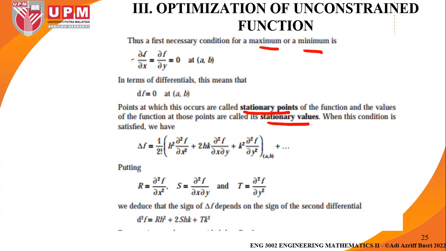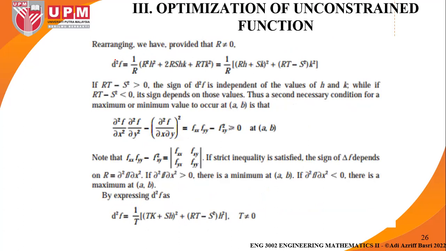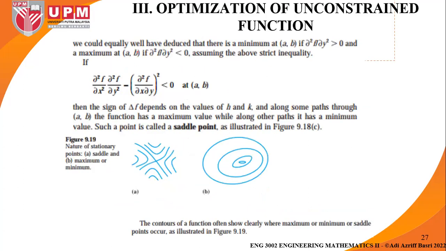So the condition for delta f is 1 over 2 factorial of the main terms plus the rest. Here we put r equal to del square f divided by del x square, s equal to del square f divided by del x del y, and t equal to del square f divided by del y square. So when we use this second derivative, it can be simplified to something like this. We could equally well have deduced that there is a minimum at a if del square f divided by del y square is higher than 0, and a maximum if the double differentiation with respect to y is lower than 0, a negative value.